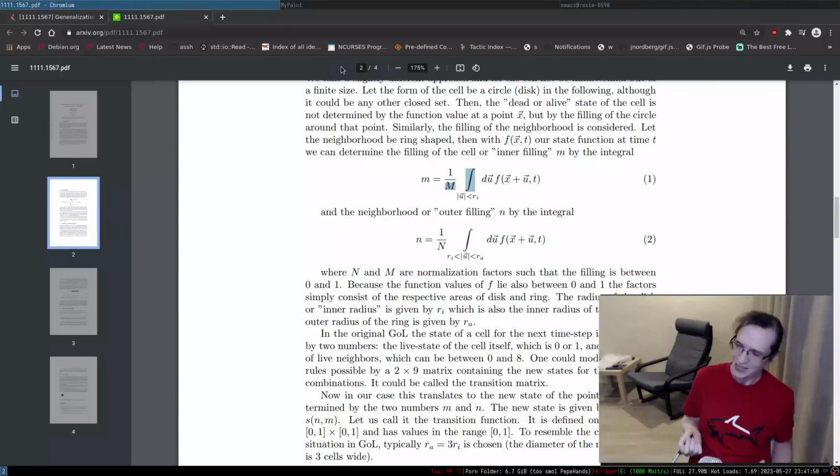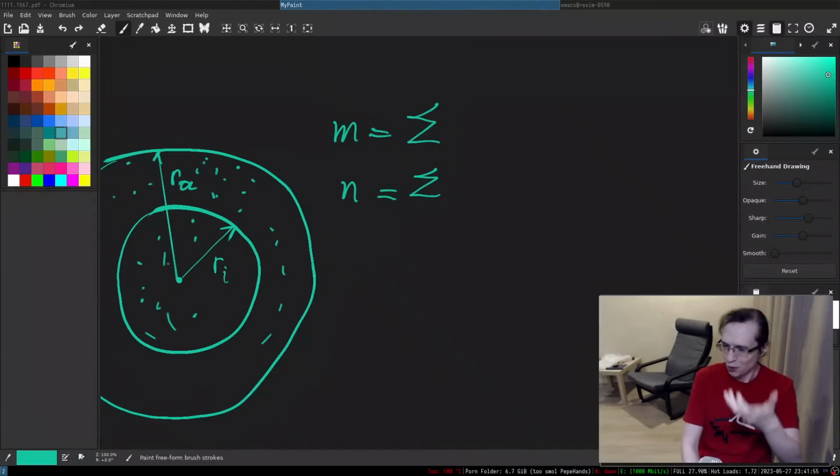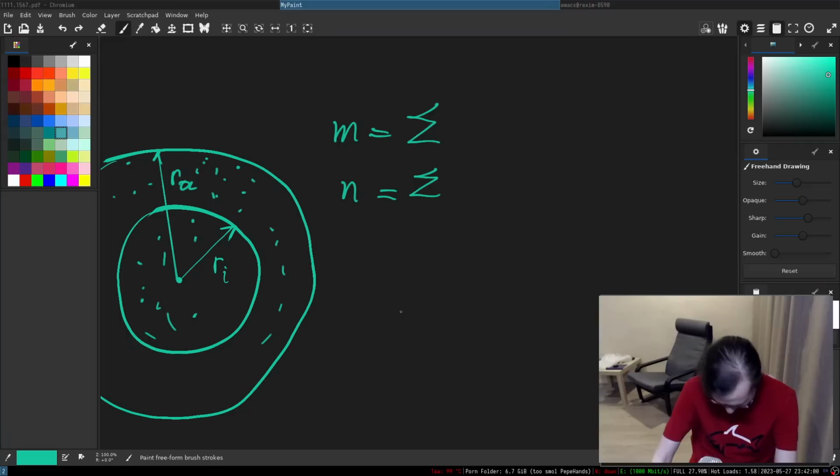So what I'm trying to say is just don't be scared of this integral, right? Because in reality, it's just a sum of the points around the current point. So that's what it is.